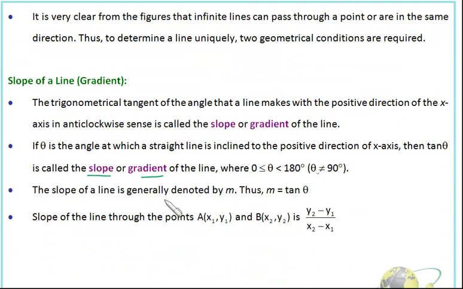The slope of a line is generally denoted by m, and actually m is tan theta. Basically slope is tan theta, and the slope is denoted by m, that means m is equal to tan theta. The slope of a line through the points A (x1, y1) and B (x2, y2) is (y2 minus y1) by (x2 minus x1). That means difference between ordinates and difference between abscissa. Okay.